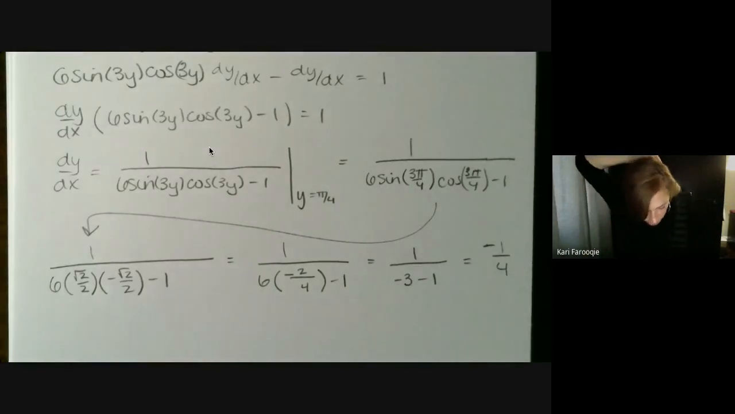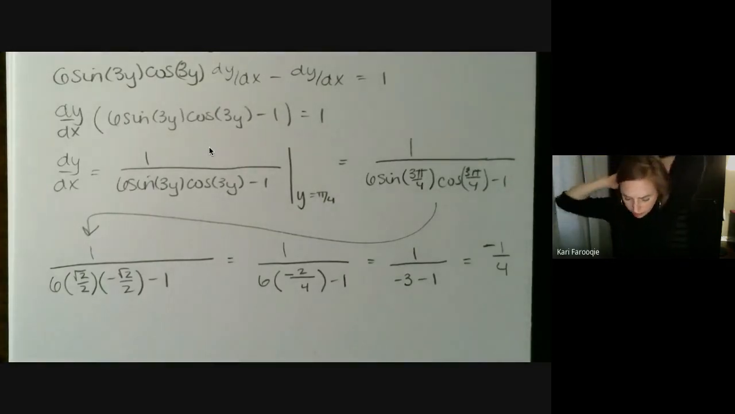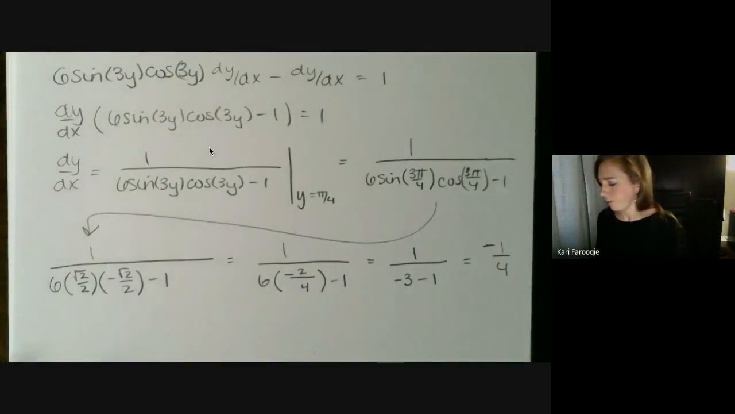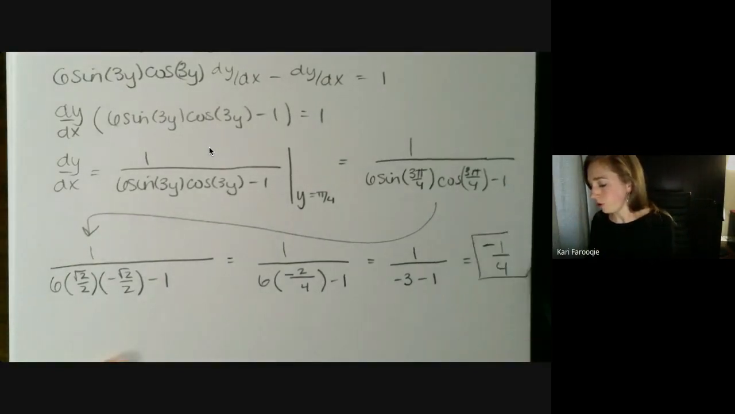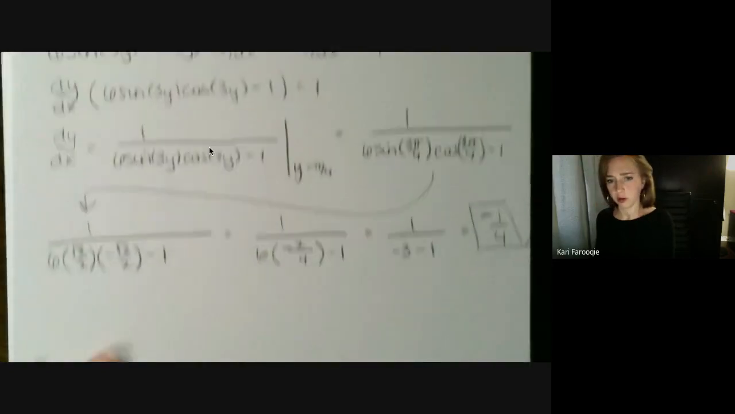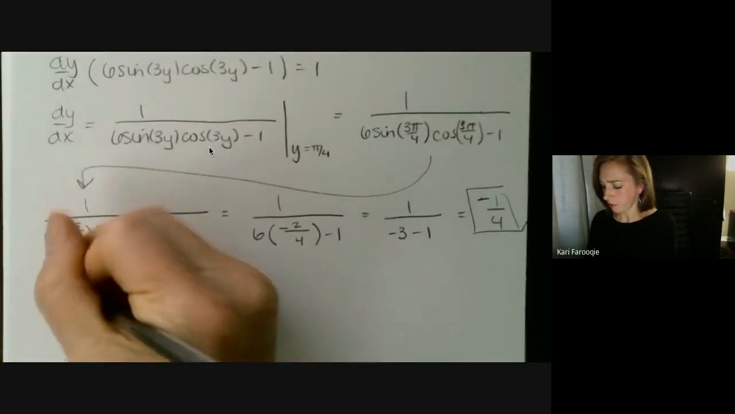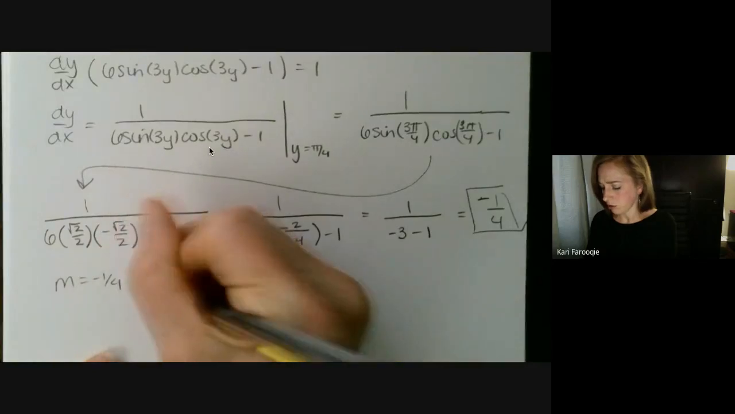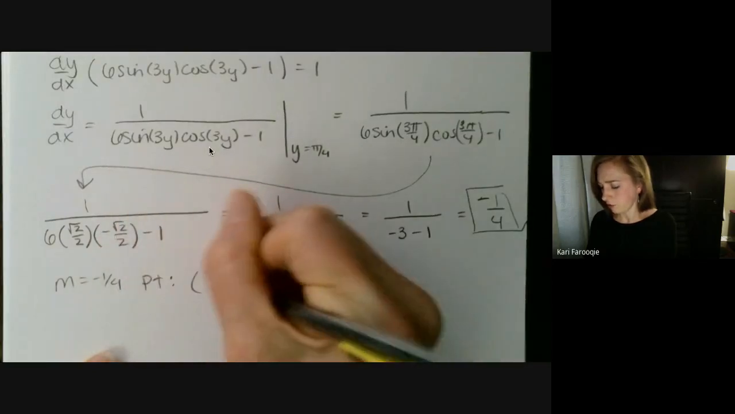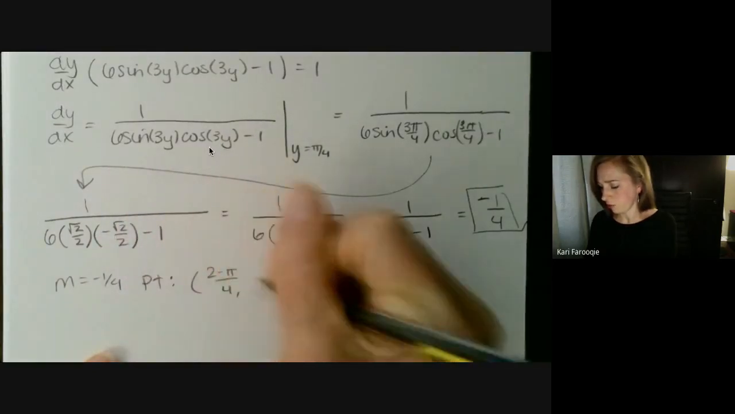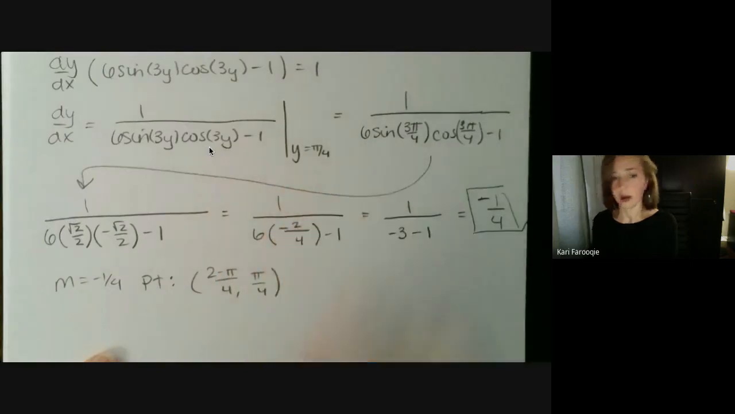All right, now we're going to use that slope with your point to come up with an equation for the tangent line. You don't have to get too crazy with it because you've got a really weird point that you're dealing with. So I'm going to remind you of what your point is. So your slope is negative 1/4. Your point is 2 minus pi over 4 and pi over 4.